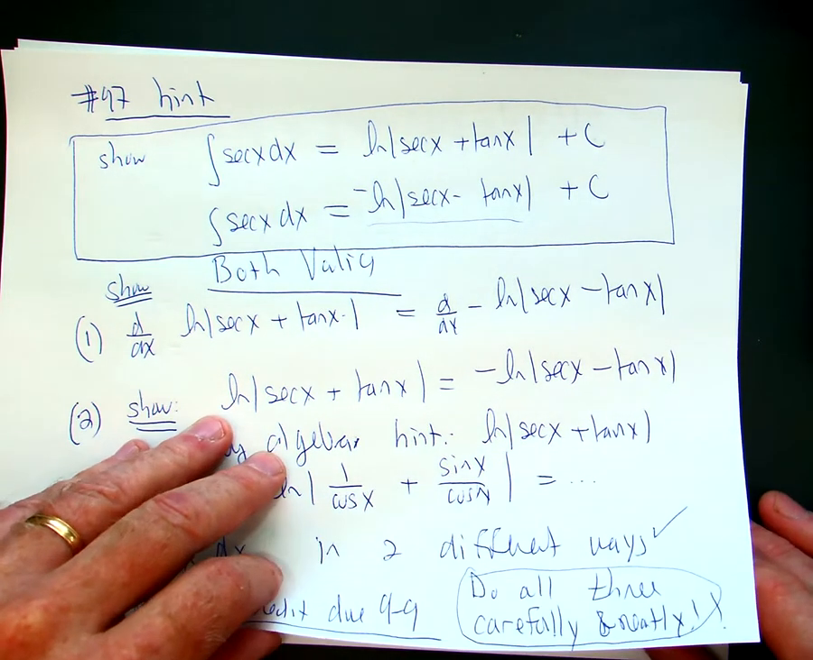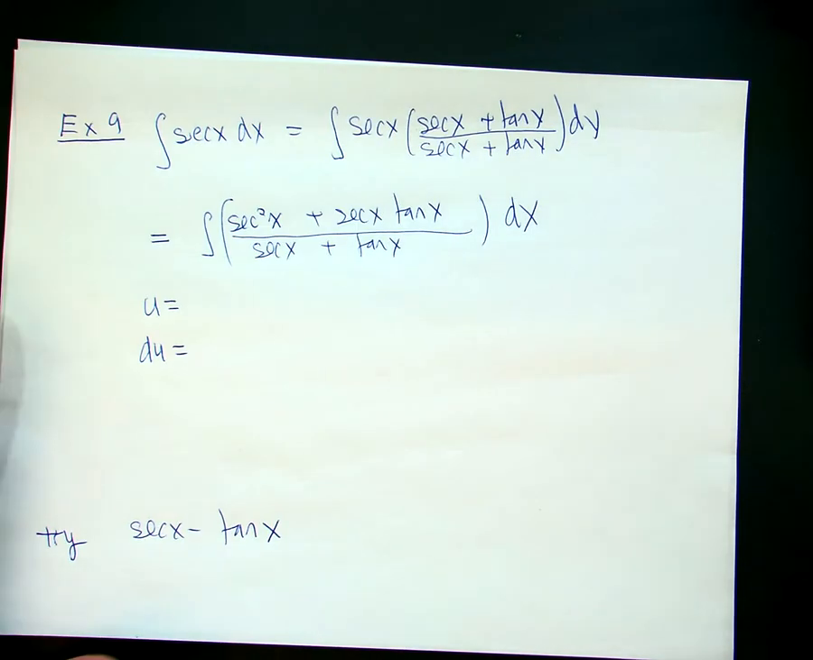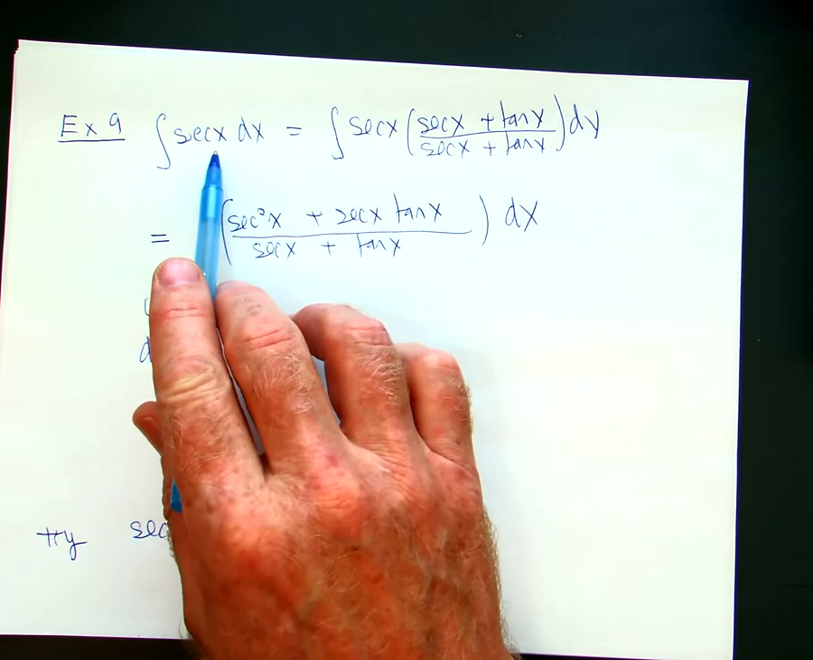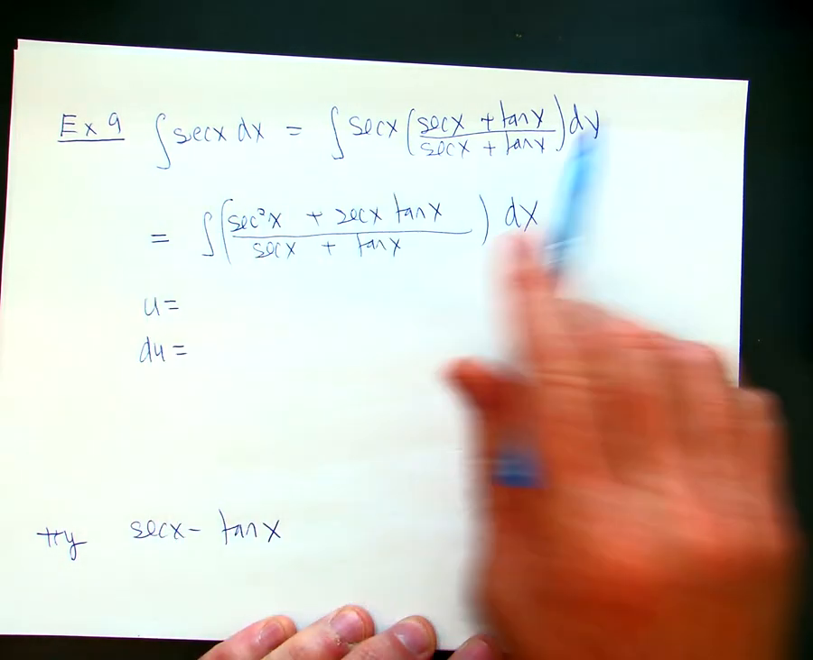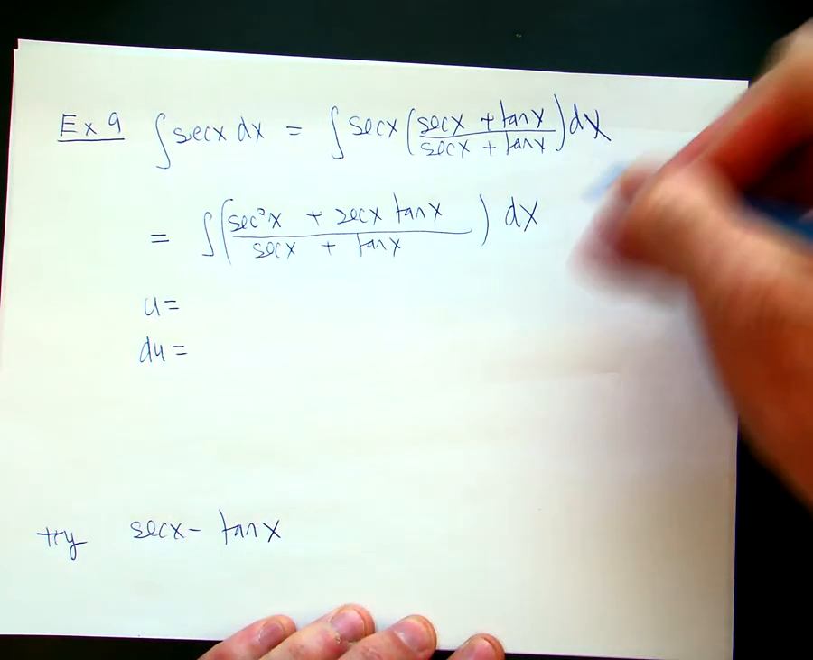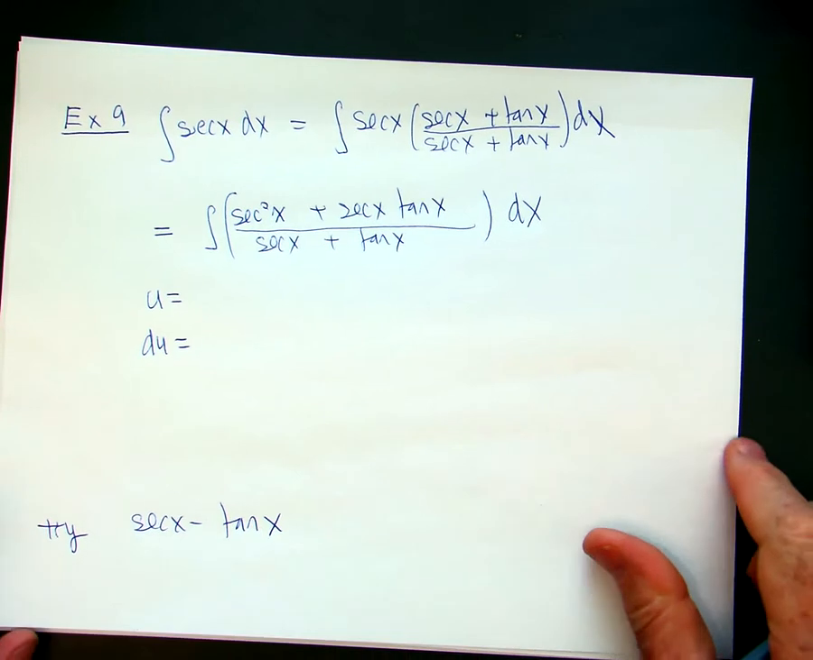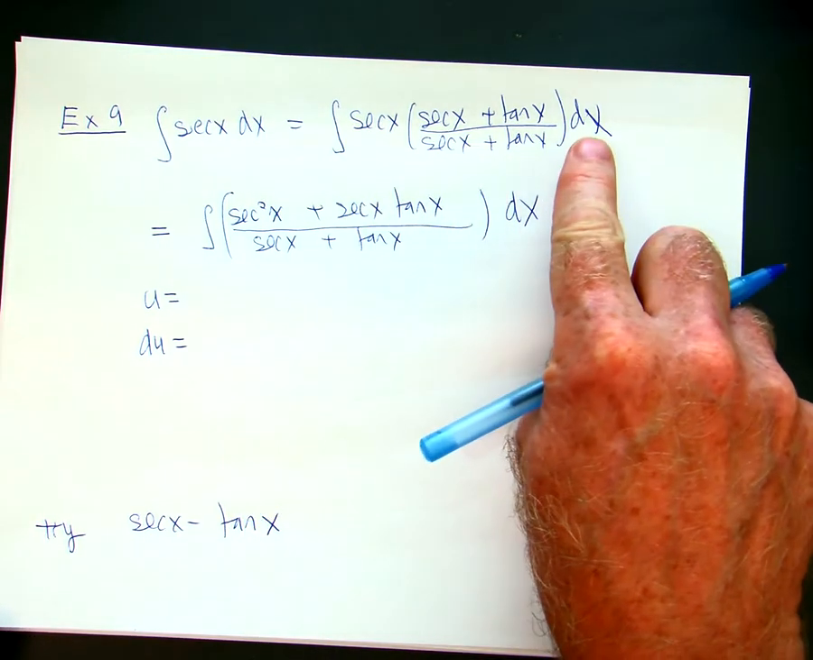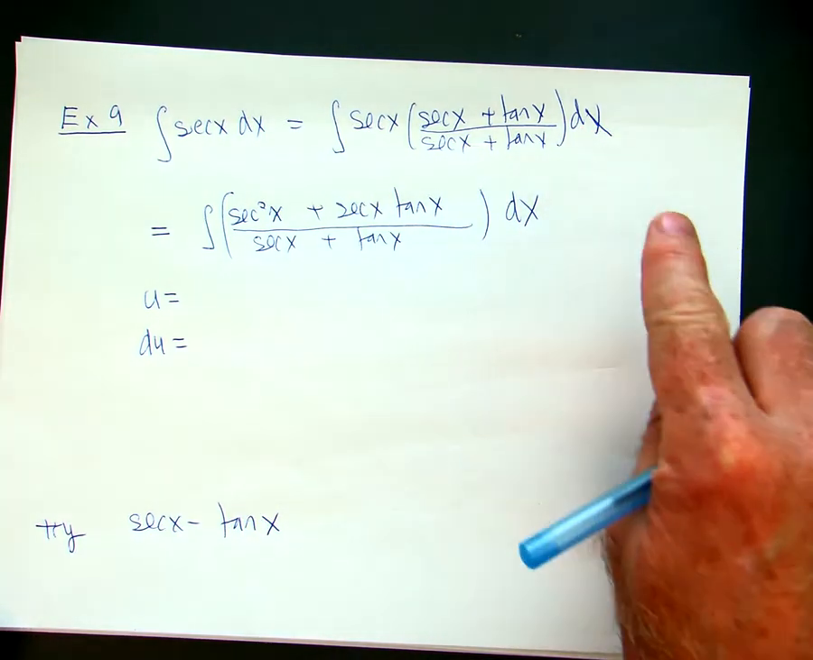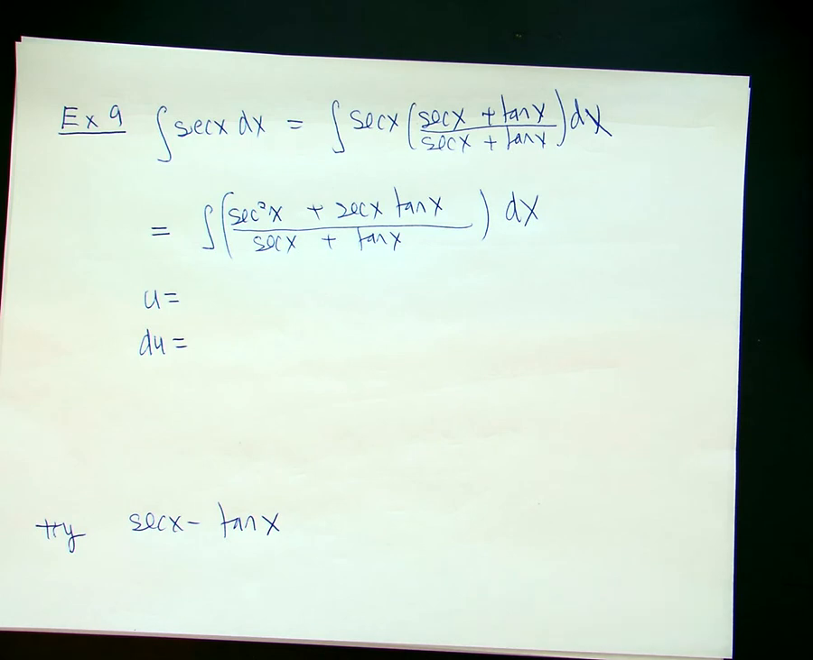Okay, so here's the hint. Well, first of all, review. In example 9, we integrate secant x, there's the formula for integrating secant, and that should be an x. And I may do this in class, we'll see. But this seems to come from out of absolutely nowhere. It's kind of a real, where did this come from?